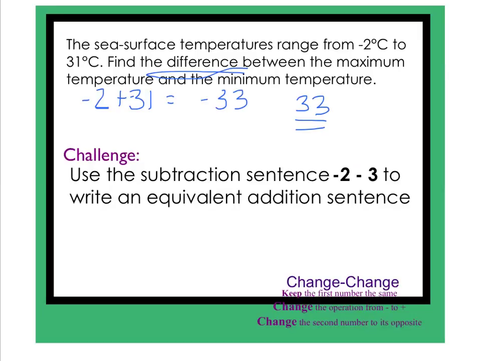And the last challenge. Use the subtraction sentence, -2 minus 3, to write an equivalent addition sentence. This is not a challenge. This is what we did every time. It's basically just saying, show me what it looks like after you've changed. So I'm going to change, and rewrite it as -2 plus -3.